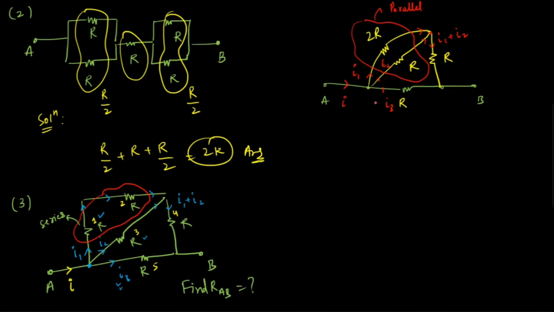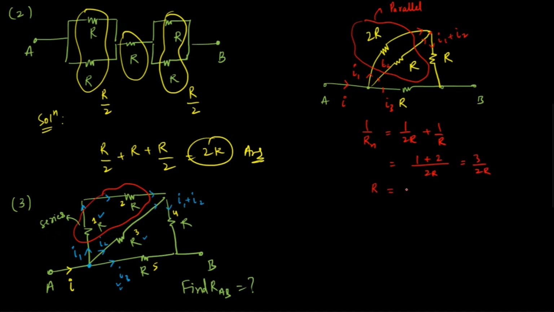So in parallel combination, we can say 1 upon R net is equals to 1 upon 2R plus 1 upon R. So it is going to be 1 plus 2 over 2R. That is 3 by 2R.